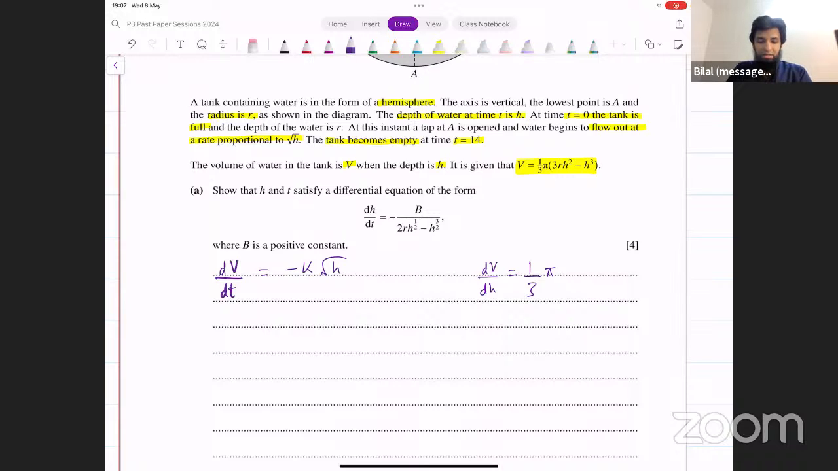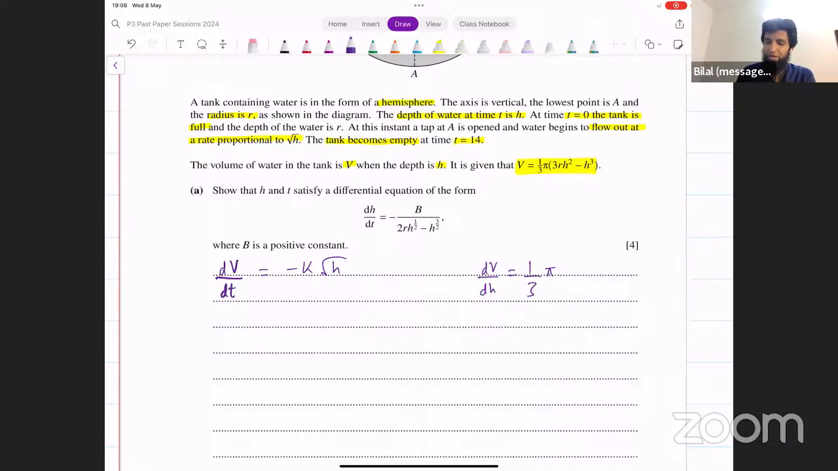Why did we add minus k? It's proportional to square root of h, right? The water is flowing out. Since it's flowing out, it's negative. k is a proportionality constant, and the value of k is supposed to be positive, right? That's why we're putting a negative sign outside, because they're talking about outflow in this case. We have to put a negative sign there explicitly. So k is the proportionality constant, and we have a negative sign outside.